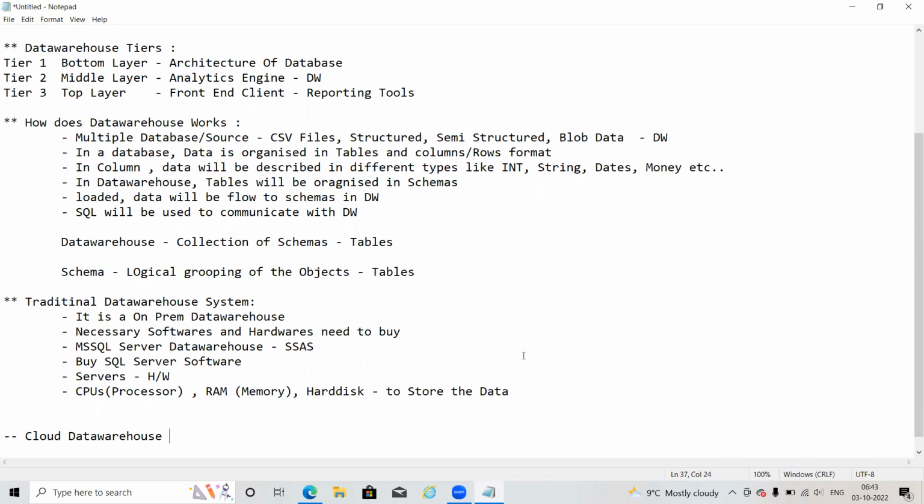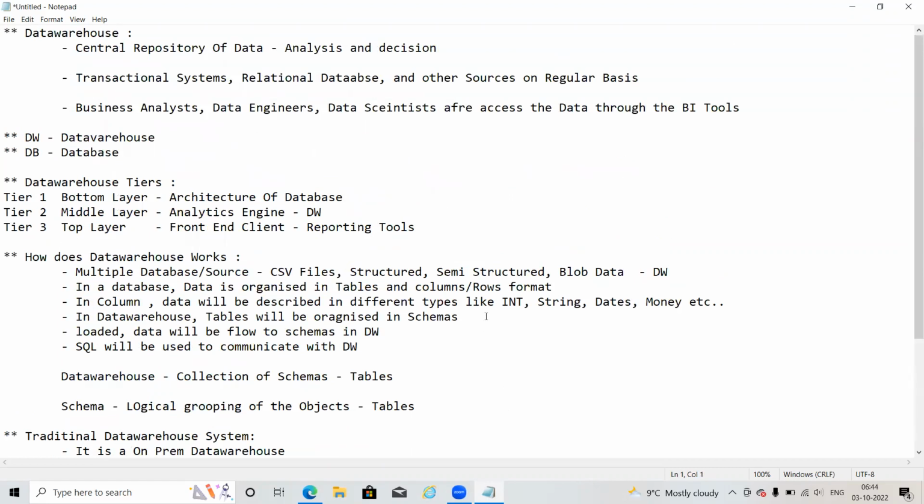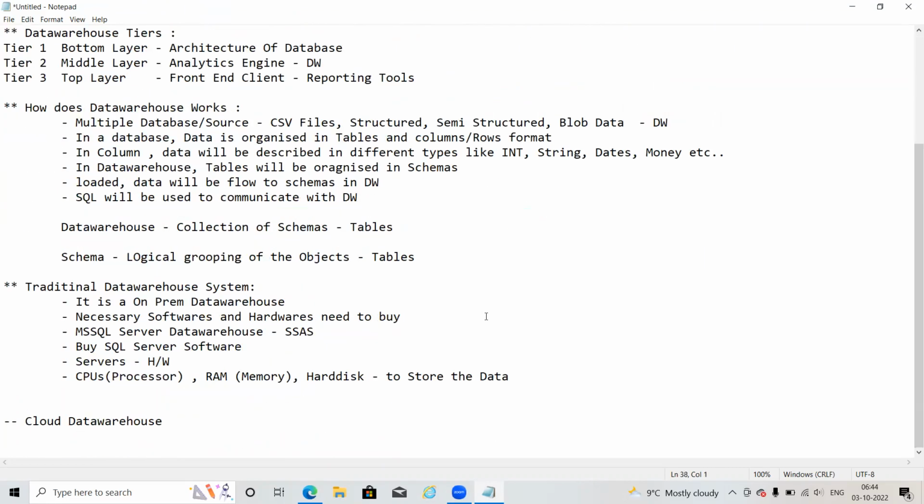Fine. Now, can anyone tell me if you have any doubts in understanding the traditional data warehouse definition, how it works, before going to the cloud data warehouse? Are all clear?